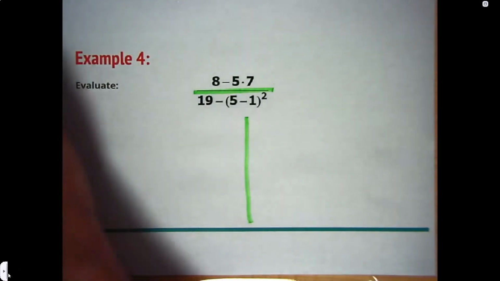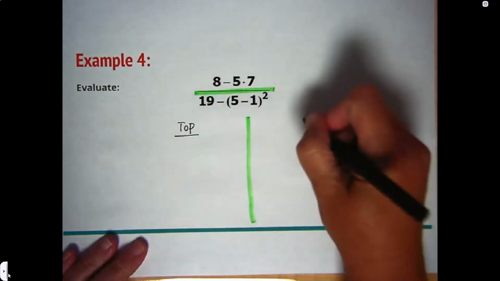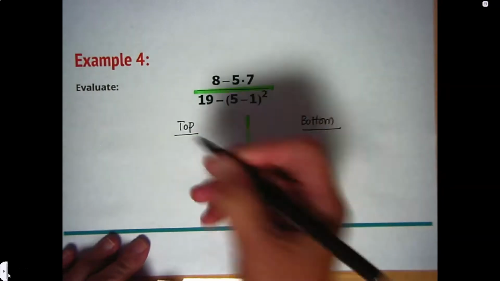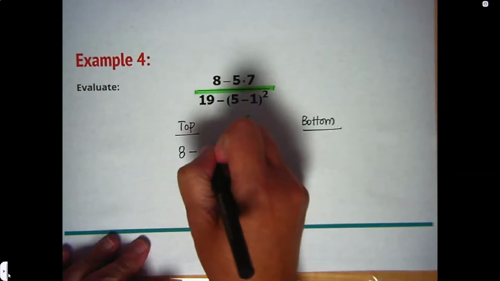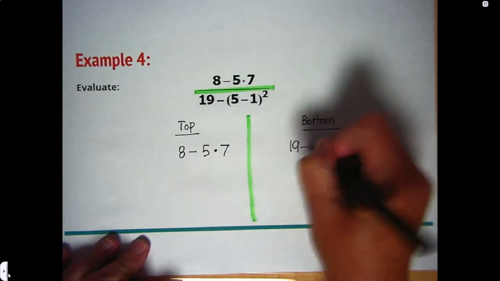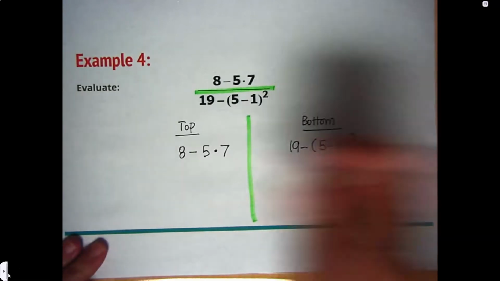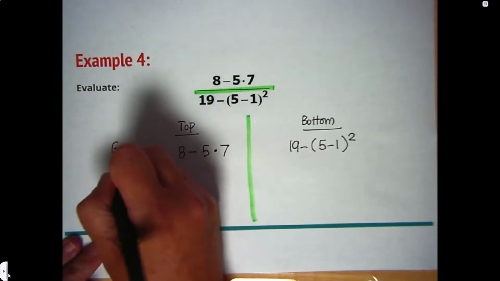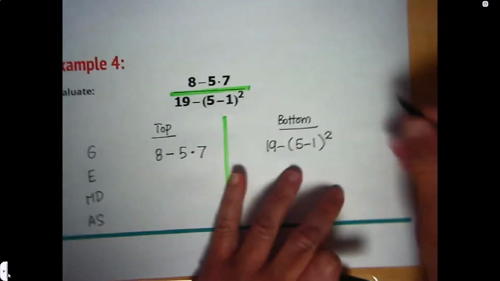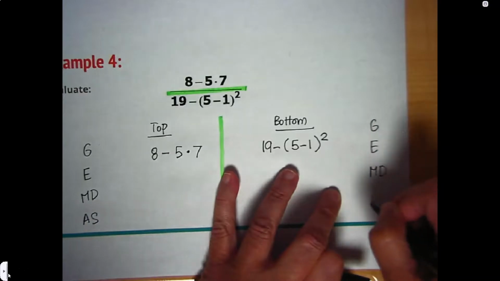I'm going to draw my line here to make myself a place for the top and for the bottom. My top problem is 8 minus 5 times 7. And the bottom is 19 minus 5 minus 1 squared. I need to evaluate both of these problems. So, GEMDAS for both.